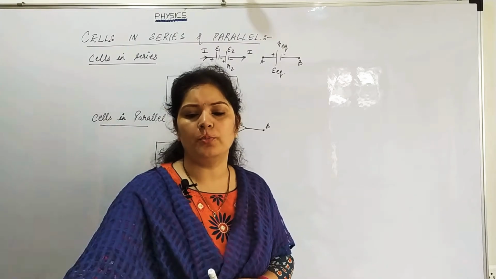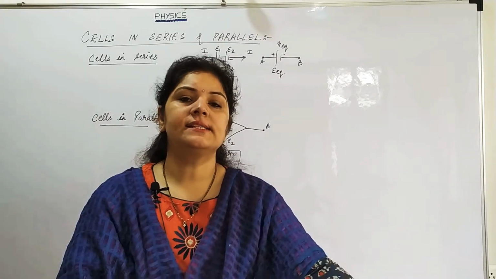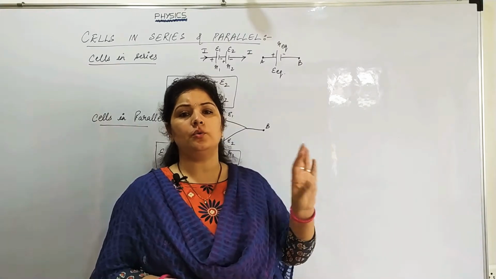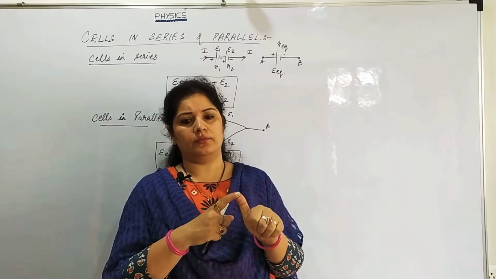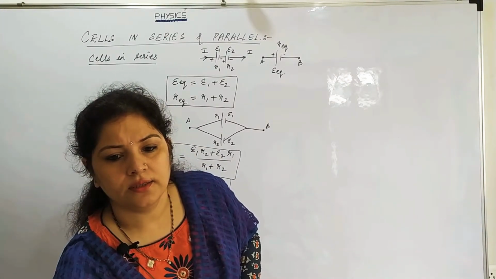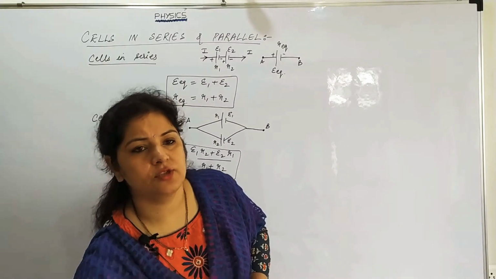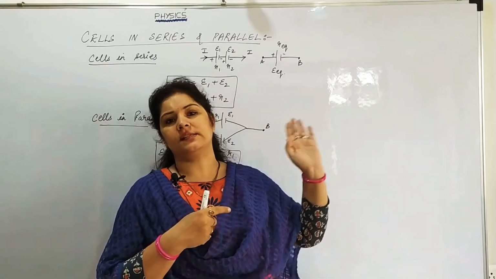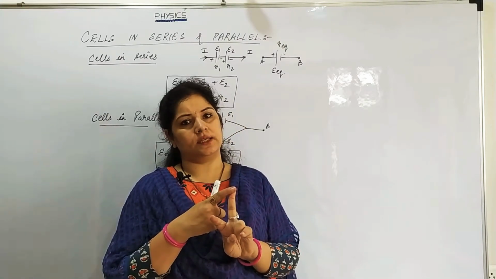That could be cells in series or cells in parallel. So now we are going to study 5 different combinations. Very basic we will study first. The most basic ones are cells in series. First of all, we will take 2 cells in series, then we will take any number n of cells in series, right? Basic for 2 cells, and then so many cells in series.